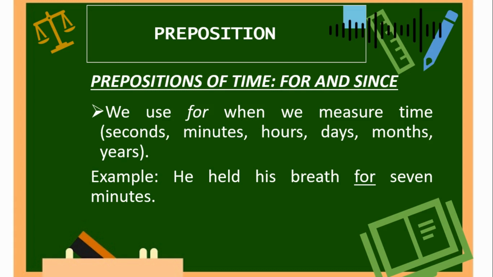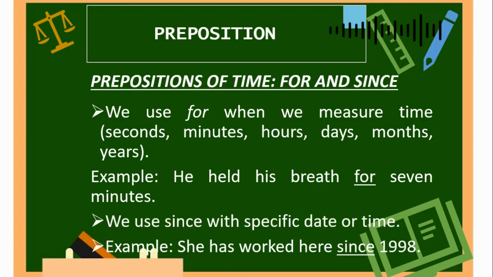We use since with a specific date or time. Example: she has worked here since 1998. You have a time or date here, 1998. So we use the preposition since.